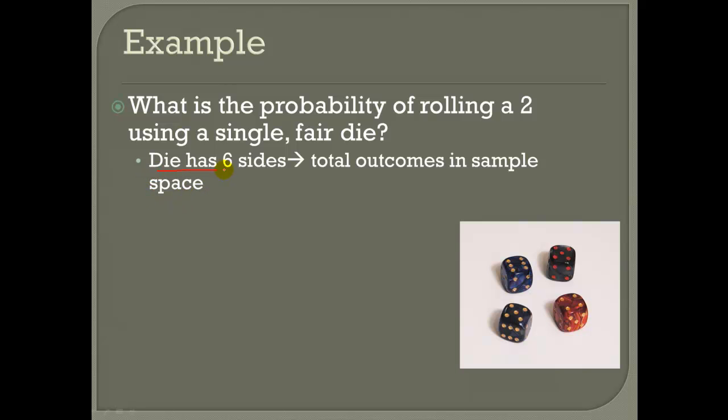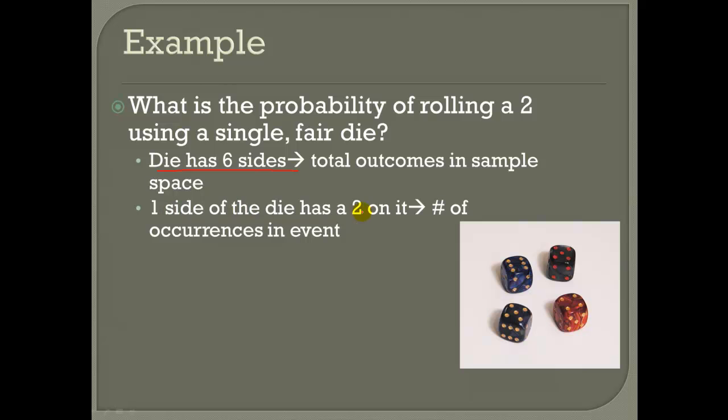First, we know the die has 6 sides. Total outcomes in the sample, so our total outcomes is 6. There's only one side that has a 2 on it, so the number of occurrences would be 1. So we just divide 1 by 6 and we end up with 0.1667. So our probability of rolling a 2 on a single fair six-sided die would be 0.1667. And you can also convert that to a percentage and say we have a 16.67% chance of a 2 being rolled on a single fair die.